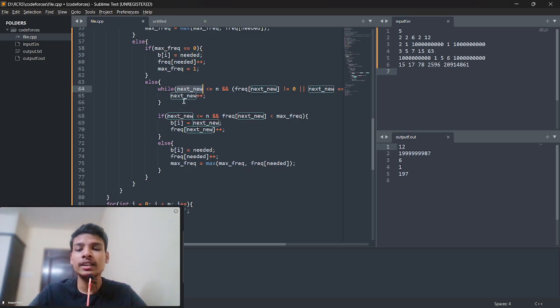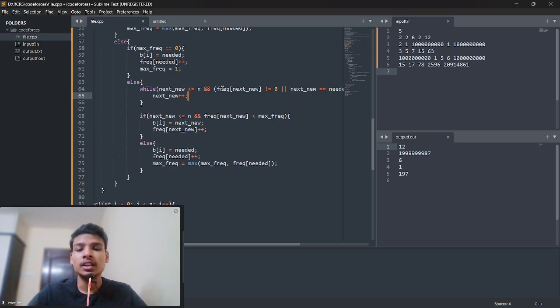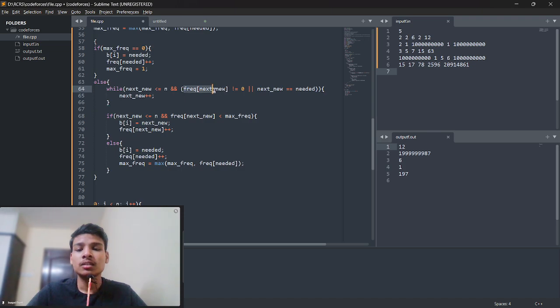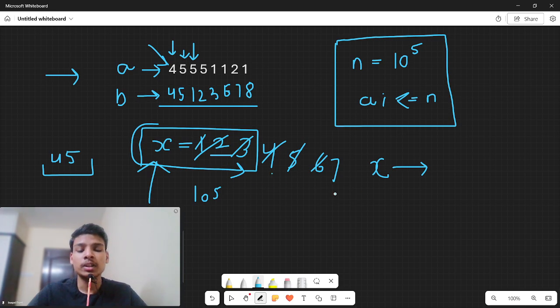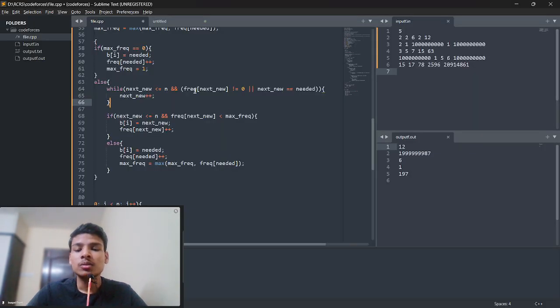Here you can see I'll increase my x until it is smaller than n, and its frequency is not equal to 0, which means I'll find that number whose frequency is 0. Here you can see I'll add, then I have found 8, 7, and after 8. Why am I choosing 8? Because the frequency of 8 is 0, and I'll always put only one occurrence of a number. Every element will always occur once in my answer array, right? So I'll just run a loop and find the number whose frequency is 0, and it is not equal to needed also, because I want another number.